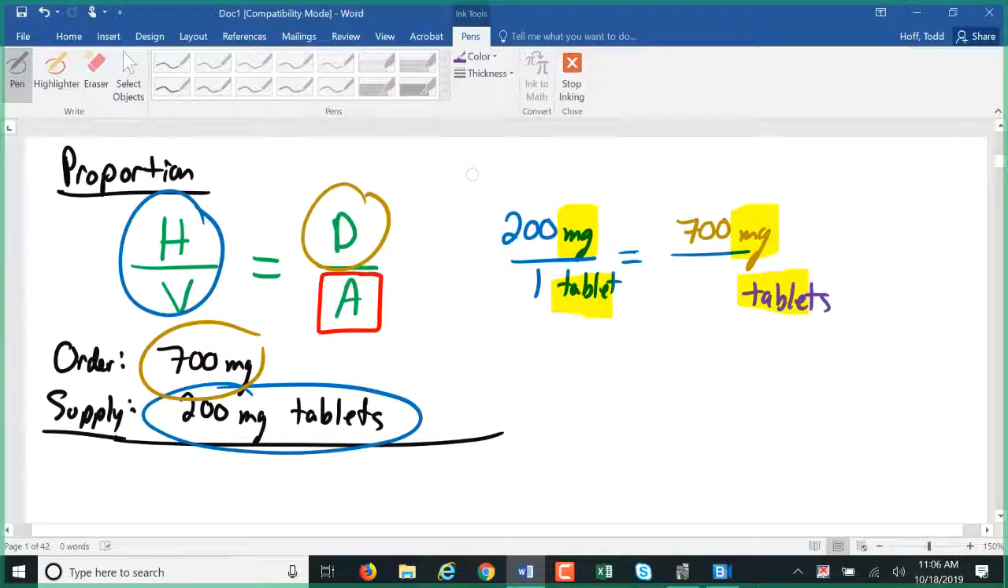And just like with any proportion, we cross multiply and divide. So one tablet times 700 milligrams is 700, divided by 200 is 3.5 tablets. Technically, the units when we cross multiply would be 700 milligrams times tablets. You divide by the 200 milligrams, the milligrams divide out, and we're left with tablets as our unit.